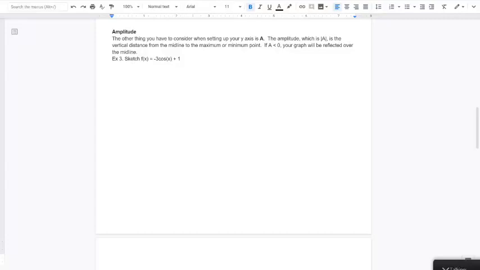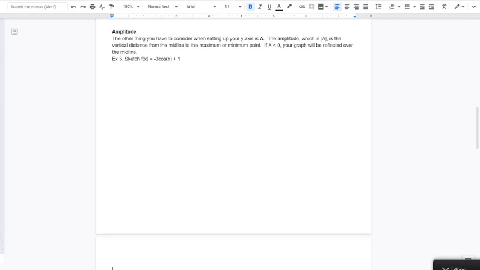Alright, now let's talk about amplitude, which in physics or math is the distance from the middle of a wave to the top or the bottom, or half the distance from the maximum to the minimum on a wave. So for us, it's going to be that number in front of the trig function, like sine or cosine. It could be positive, it could be negative. So that number kind of tells us two things.